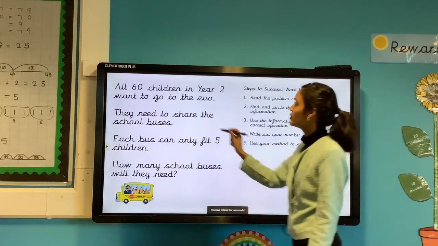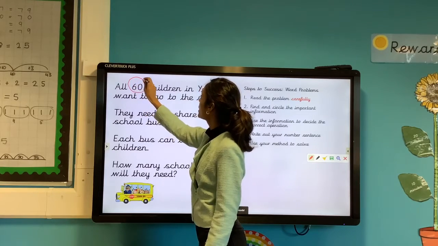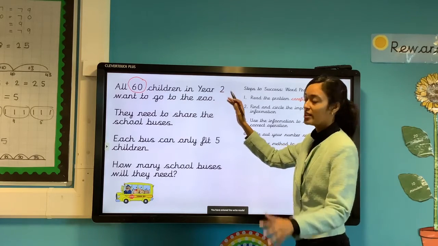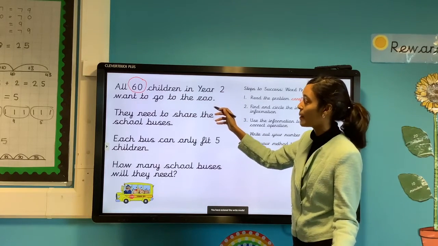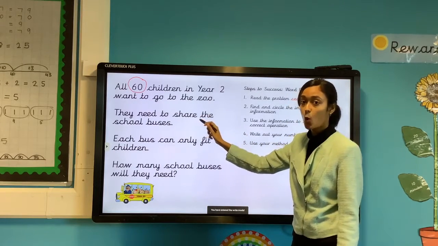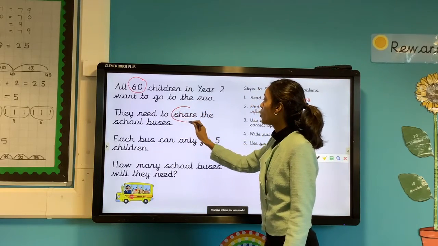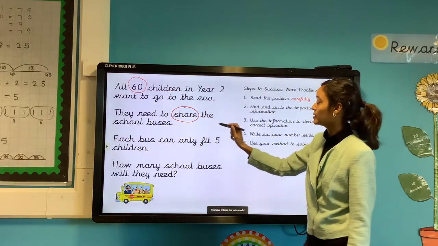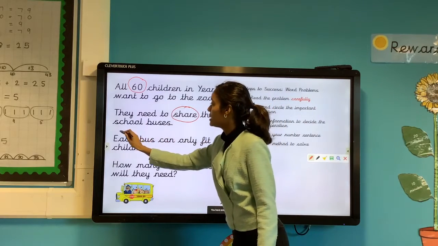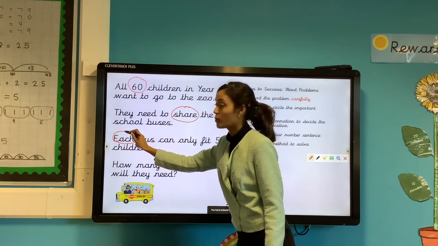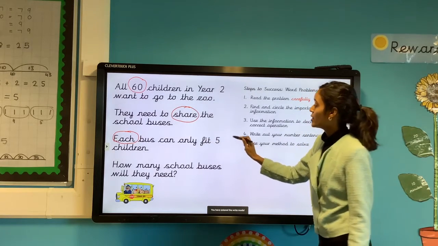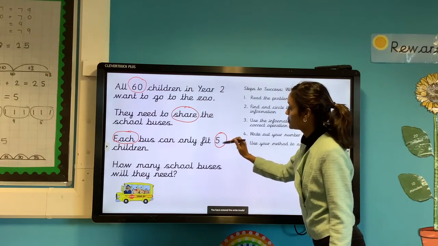Okay, so I'm hoping you circled 60 because there are 60 children in year 2. We don't need to circle year 2, okay, because that's not really a number that's going to help us solve our hidden number sentence. They need to share the school buses. So again, that word share is really important because that's going to help us decide whether we are multiplying or dividing. Okay, right, then we've got each bus. So each is another key word that we're going to circle. Each bus can only fit 5 children. So we're going to circle 5, okay.